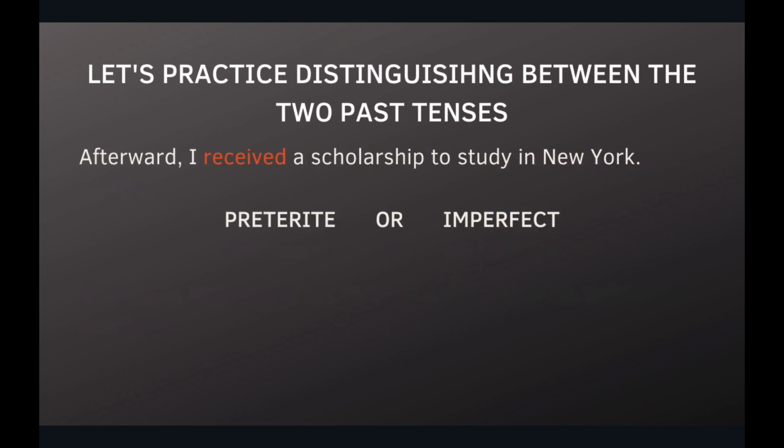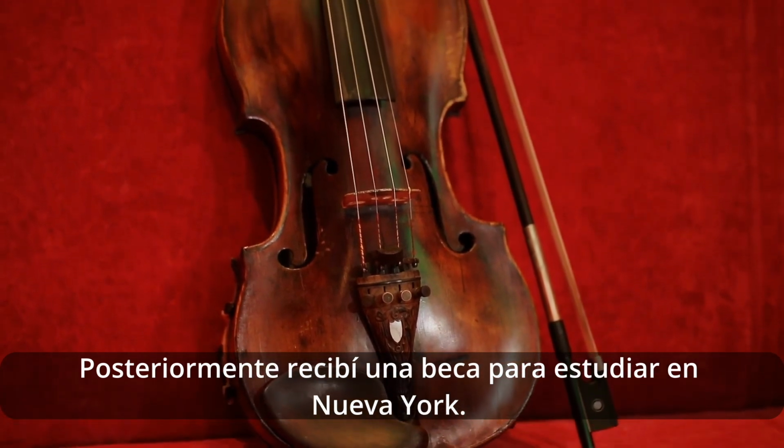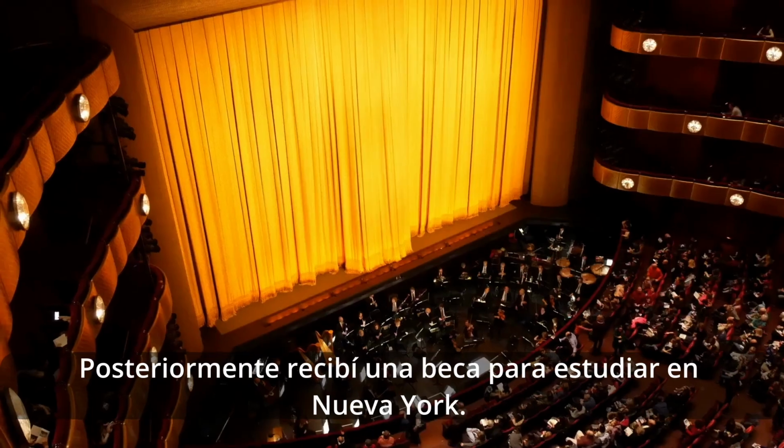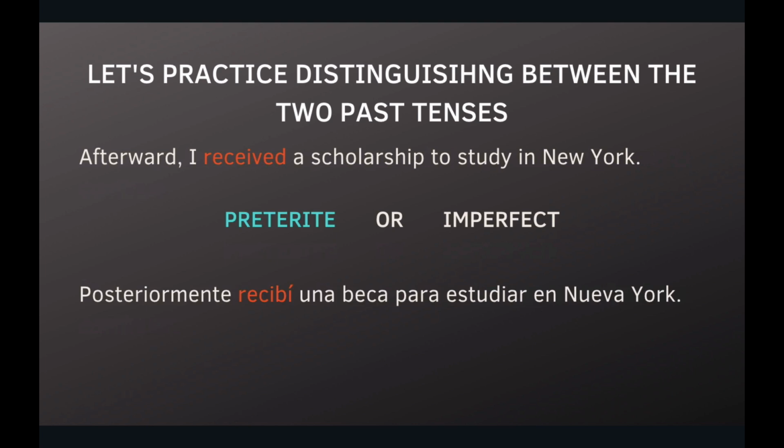All right? Afterward, I received a scholarship to study in New York. I received a scholarship. Preterite or imperfect? One-time event or continuous? Posteriormente, recibí una beca para estudiar en Nueva York. Preterite. Posteriormente recibí una beca para estudiar en Nueva York. Recibí, that typical i with accent mark on the end. This is a one-time thing.